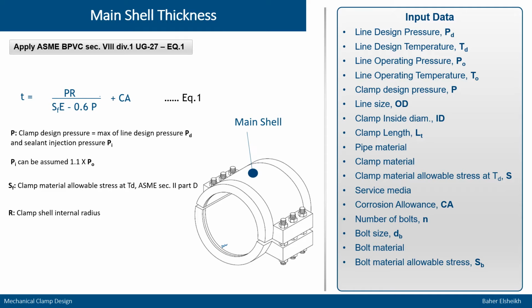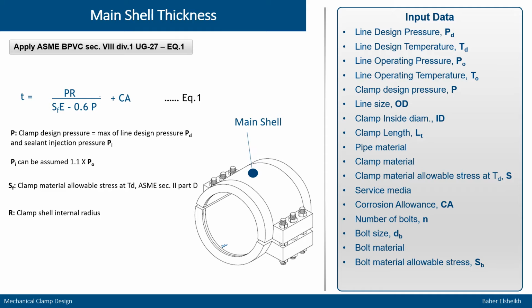And here the pressure to be applied should be the maximum of the design pressure of the line, because in case the internal line leaks, it will fill the gap between the line and the clamp. So under some certain conditions, it might reach the design condition of the line. So that's one factor, the design condition of the line.